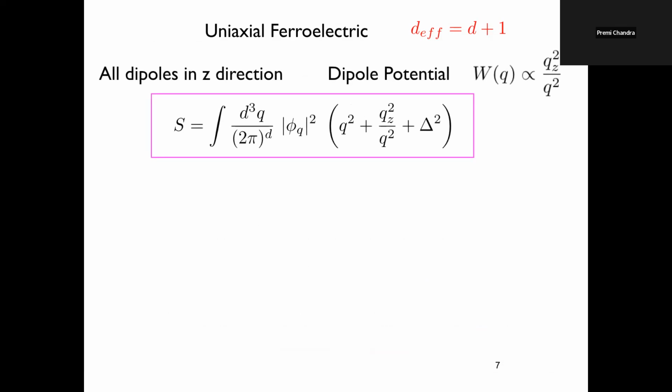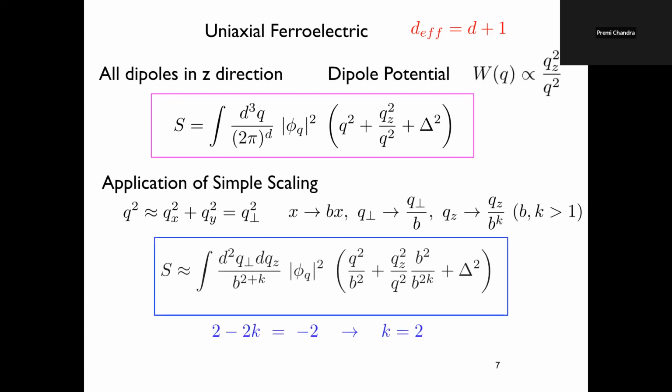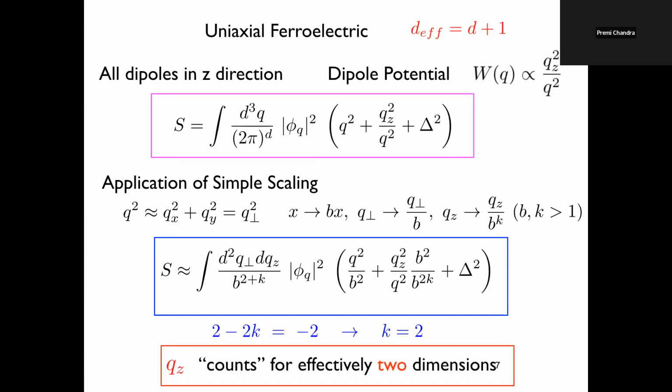The argument is the following. Let's say all the dipoles are in the z direction. In Fourier space, the dipole potential will go as qz squared over q squared. So when I write down the action, I'm in three dimensions here, and this is the order of magnitude: I have q squared plus qz squared over q squared, plus a gap. We're in the uniaxial ferroelectric phase. Now, I can do an application of simple scaling. First of all, I'm going to be interested in very small qz because dipolar interactions are long range. So I'm going to assume that this q squared is really qx squared plus qy squared. I'm going to throw out qz squared.